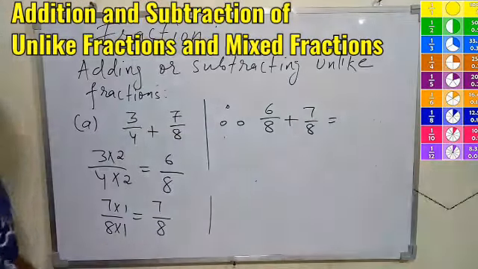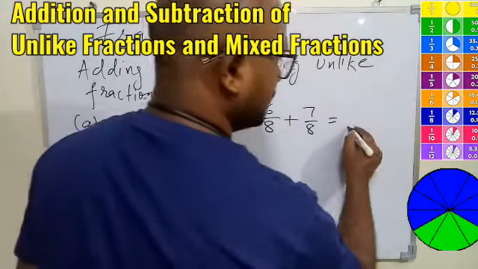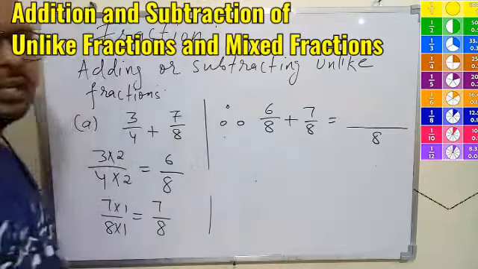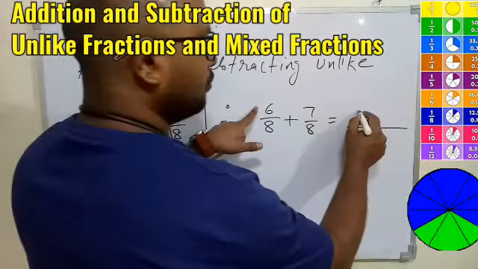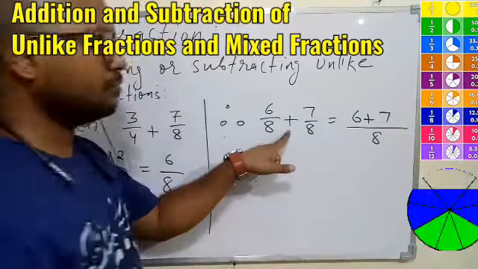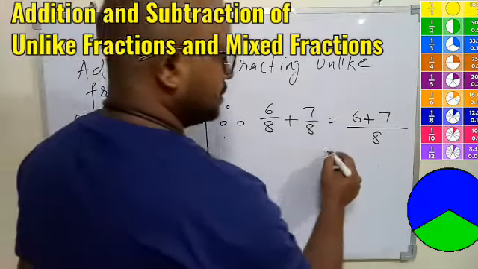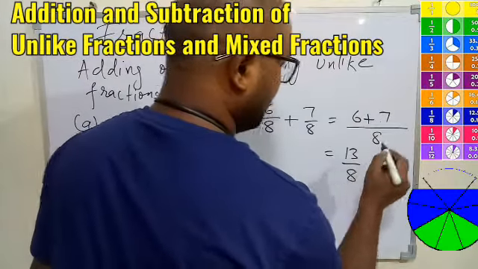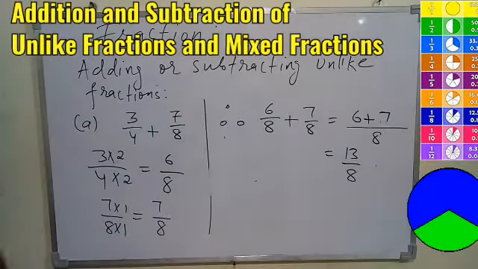And now we know what is to be done. 8 and 8 are the same, so that will be taken as the denominator, and then the numerators will be added, 6 plus 7, because in between we have a plus sign. 7 plus 6 is 13 upon 8. So this is the final answer.